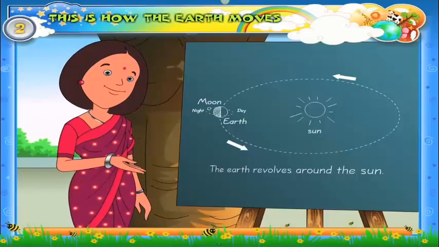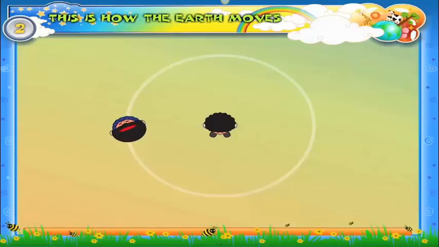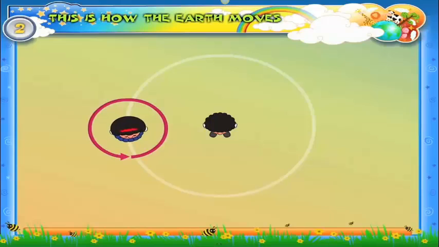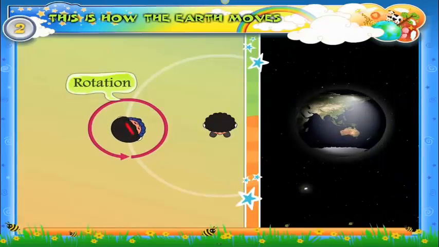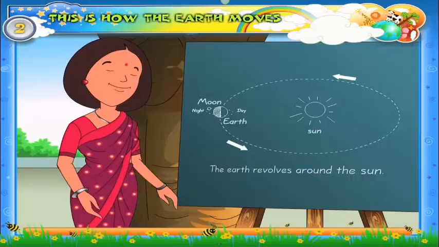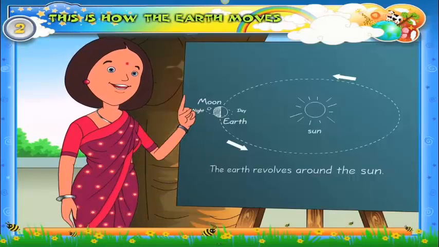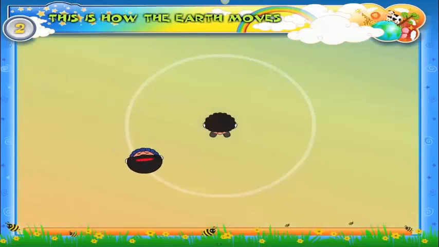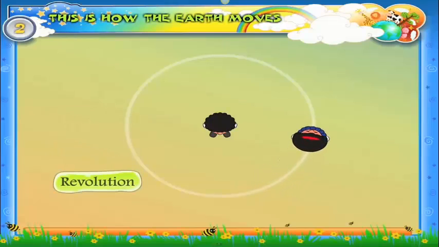Ria, spin around yourself. Wonderful! Ria is rotating. This movement of spinning is known as rotation. Earth also rotates like this. Now, Ria, keep spinning and go around Arun. Very good. Children, now Ria is going around Arun. This movement is called revolution.